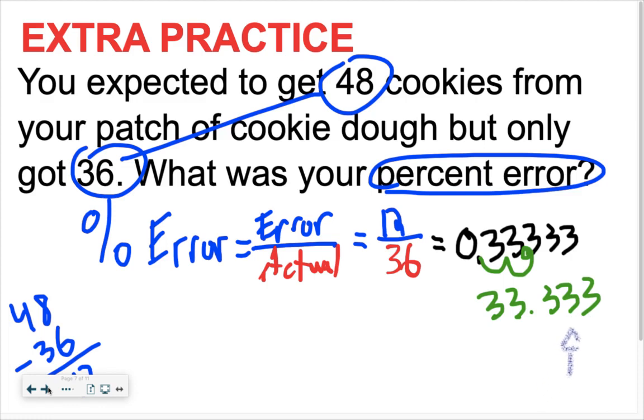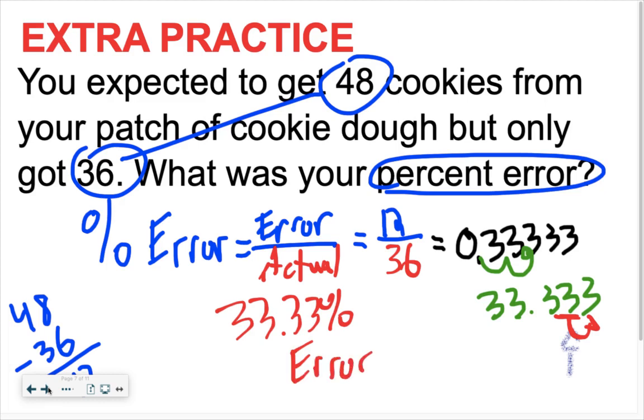Please note, if it doesn't tell you what to do, Mr. Walls says 2. So that's where we're going to look here at the second decimal place to the hundredths. Look back 1. Is the number immediately after it 5 or higher? Nope. So if it doesn't tell you what to do, Mr. Walls says 2. So 33.33% error. Here's your answer.